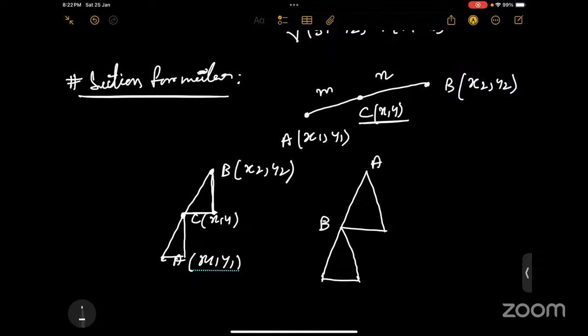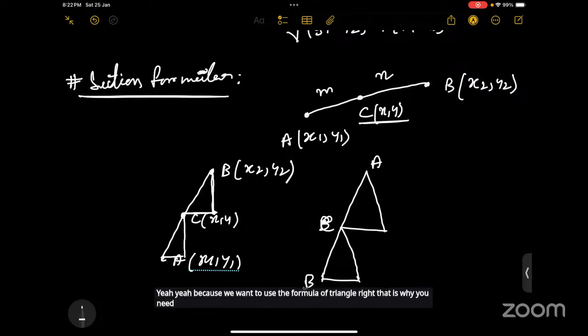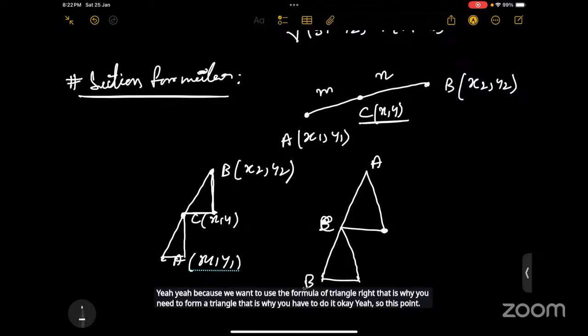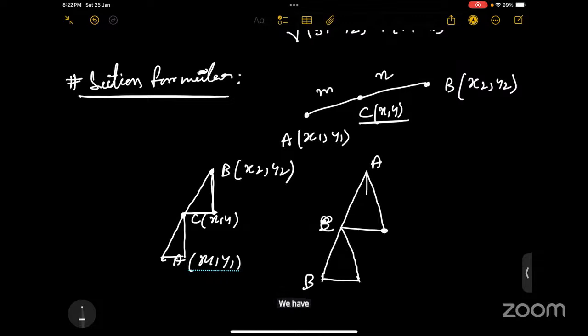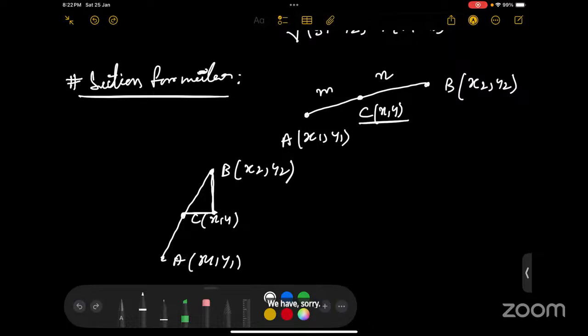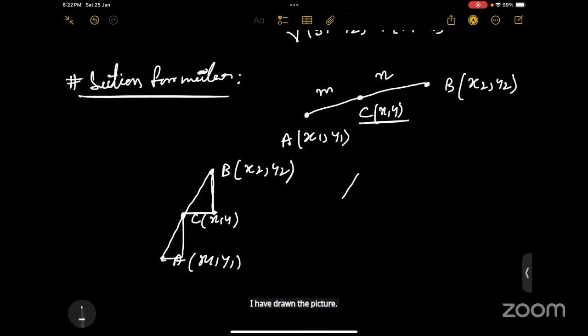Ma'am, by default, we have to draw that horizontal line from B end. Yeah, because we want to use the formula of a triangle, right? That is why you need to form a triangle. That is why you have to do it. Okay. So this point we have. Sorry, I have drawn the picture incorrectly. So we have this picture.